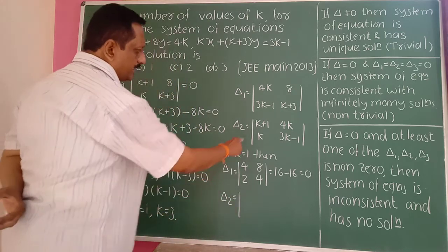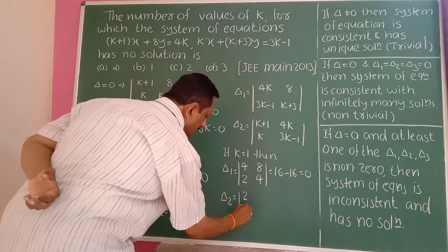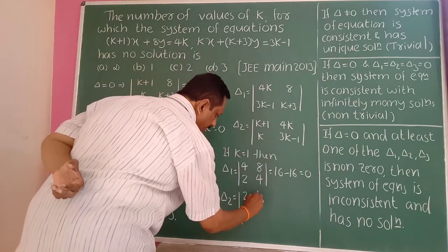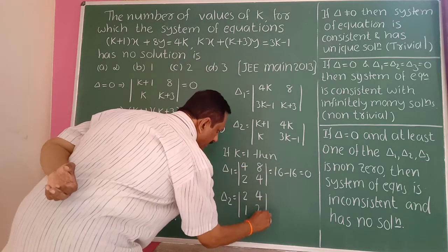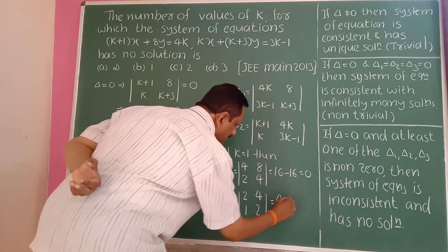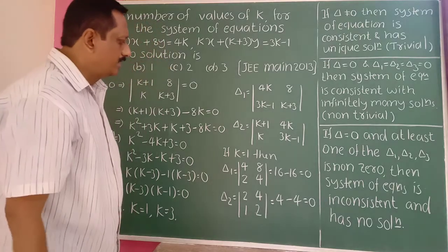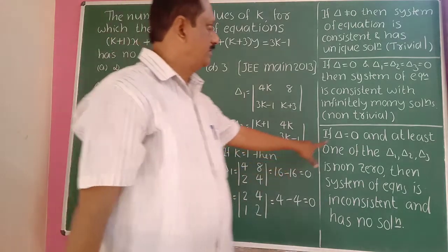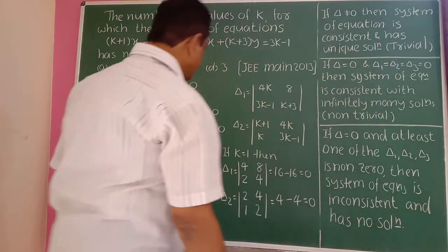Then delta 2 is equal to the determinant of, k value 1 here, 1 plus 1 becomes 2, 4 into 1 becomes 4, 3 minus 1 becomes 2. Even in this case, 2 2s are 4 and 4 ones are 4. Is equal to what? 0. Delta 1 is 0, delta 2 also 0. If delta 1 is 0 and delta 2 is 0, then it has infinitely many solutions.